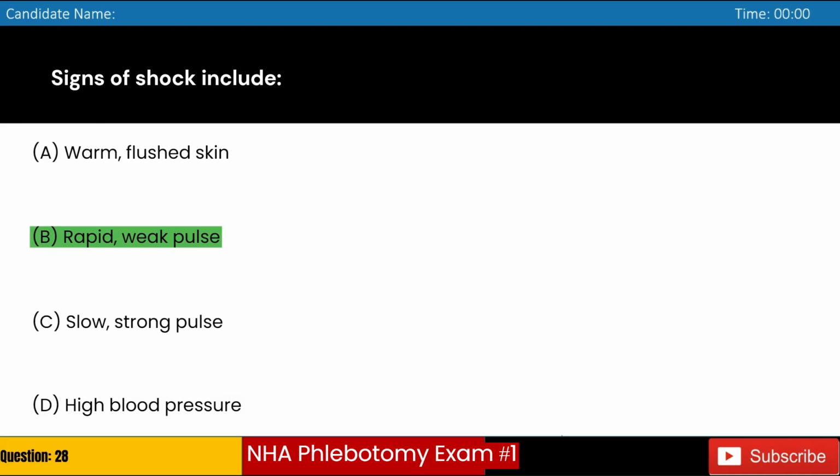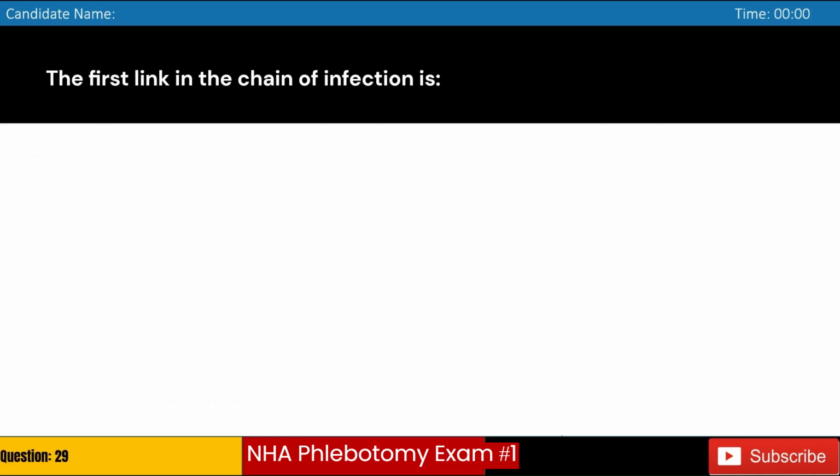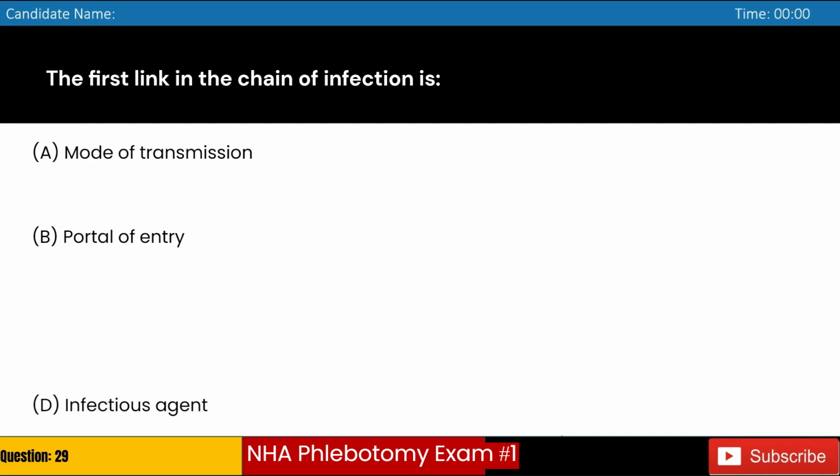The first link in the chain of infection is: A. Mode of transmission. B. Portal of entry. C. Susceptible host. D. Infectious agent. Answer D. The chain of infection begins with the infectious agent, which can cause disease.